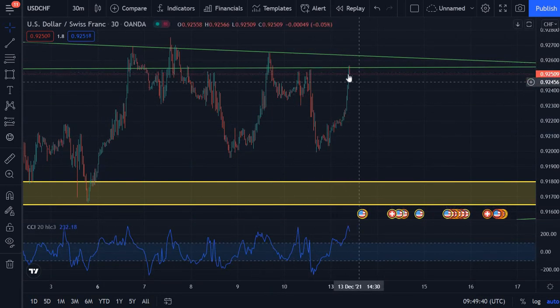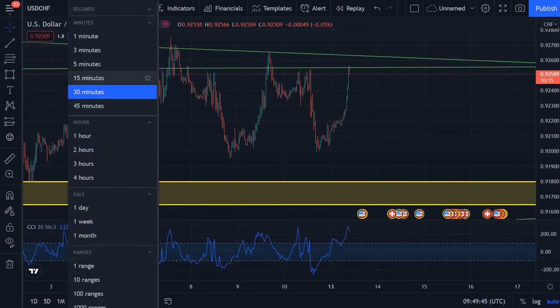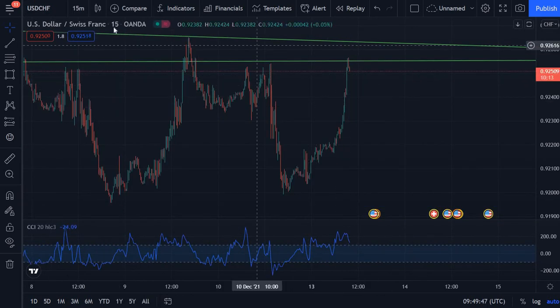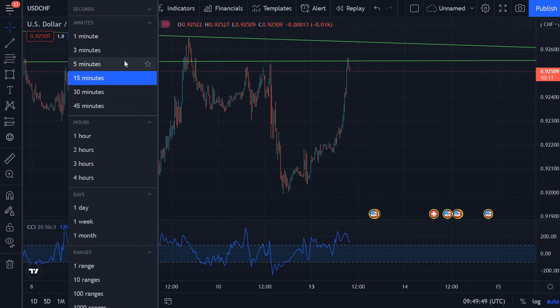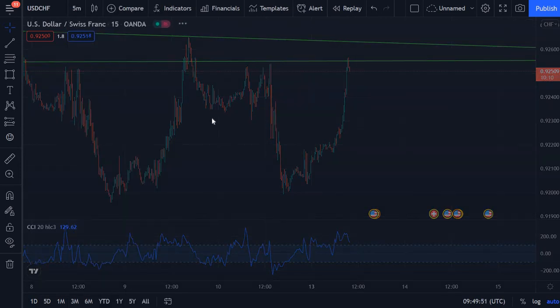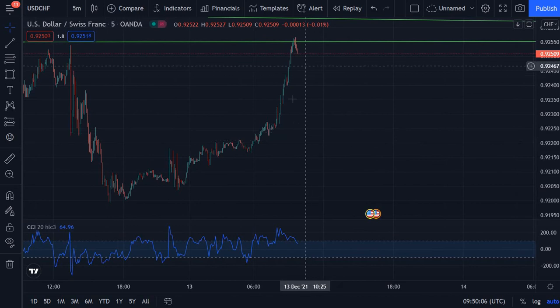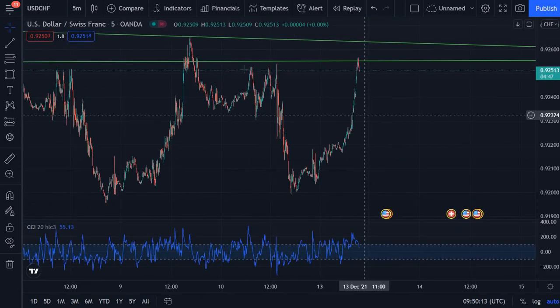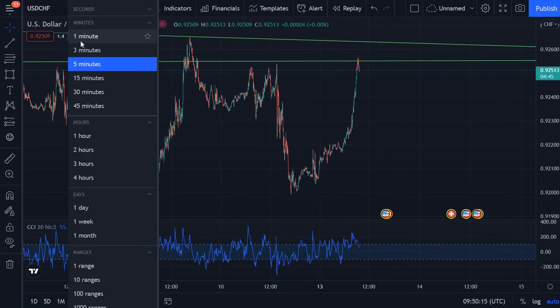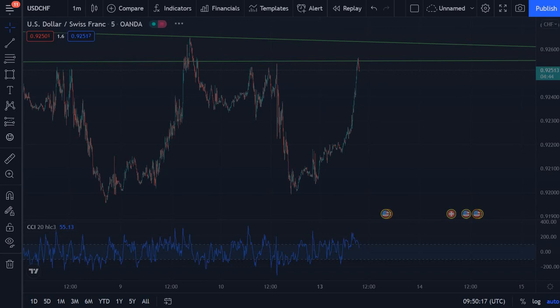Let's check the 15-minute. Well, here pretty high, pulling back at the resistance line and trend line here. So let's check what we have here. 5-minute chart. Well, not clear if we will pull back for now, but the 1-minute chart, let's check this.